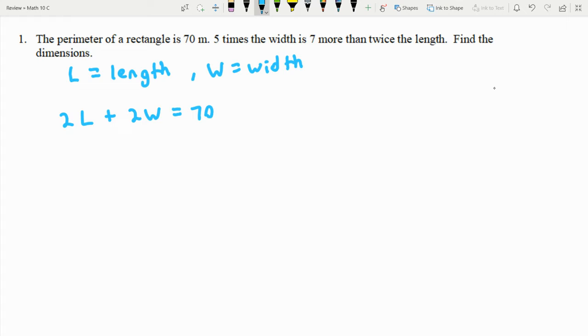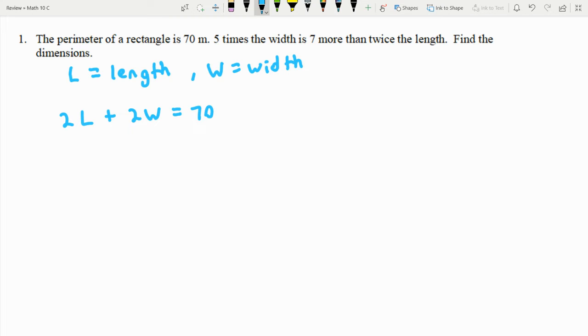The second equation is harder to, I guess, procure. So for my second sentence, I'll read: 5 times the width is 7 more than twice the length. And then the next sentence will be: find the dimensions. So there's 3 sentences. From the first sentence, I can come up with the equation 2L plus 2W equals 70. But from the second sentence, I have to develop an equation as well. In this case, 5 times the width is 7 more than twice the length.